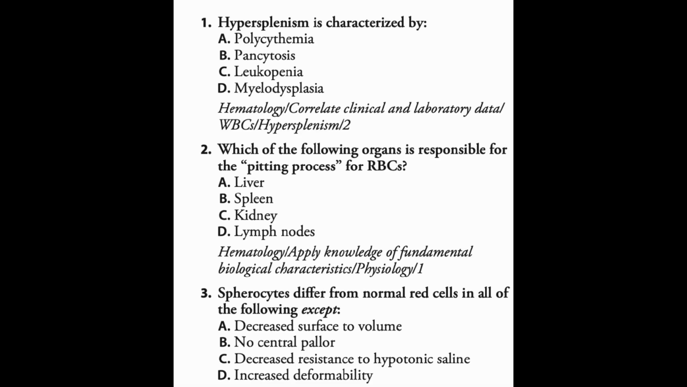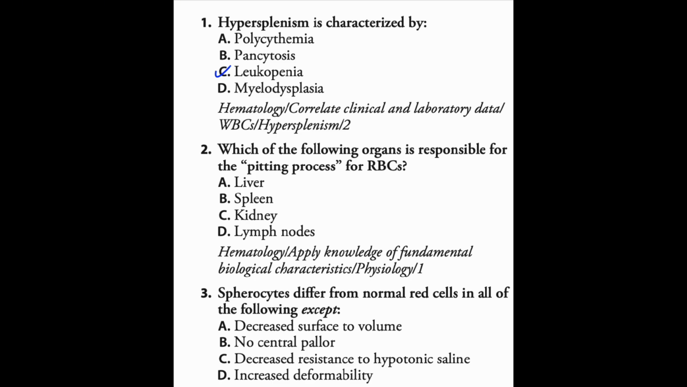Okay, question number 1. Hypersplenism is characterized by A. Polycythemia, B. Pancytosis, C. Leukopenia, D. Myelodysplasia. The correct answer in here is C. Leukopenia.